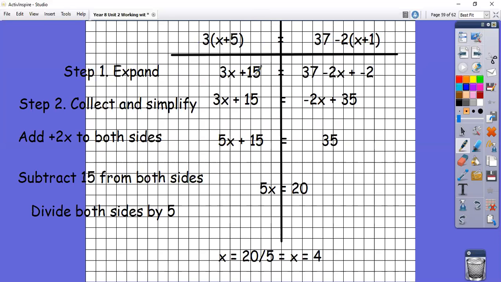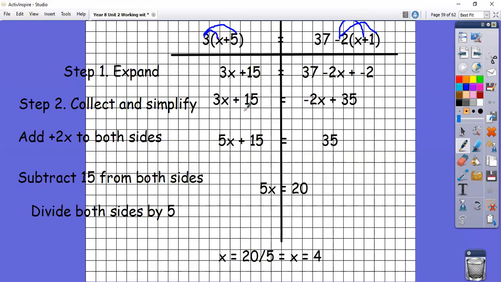So first, step 1, expand. 3 times x is 3x, 3 times 5 is 15. Then on the right-hand side, again, negative 2 is multiplying this bracket. So negative 2 times x is negative 2x. Negative 2 times a positive 1 is going to be a negative 2. Remember, negative times a positive is a negative. Then the 37 is left here.